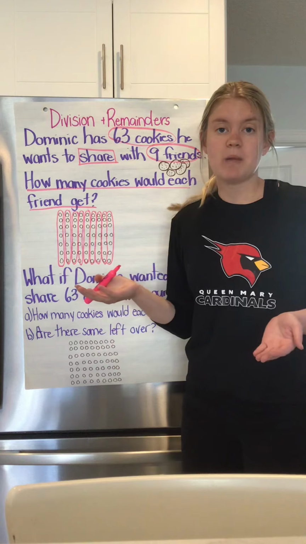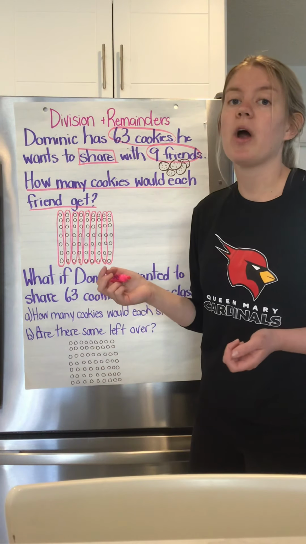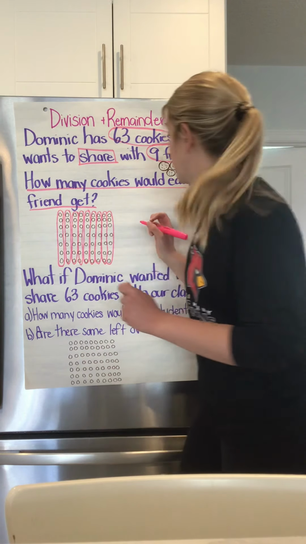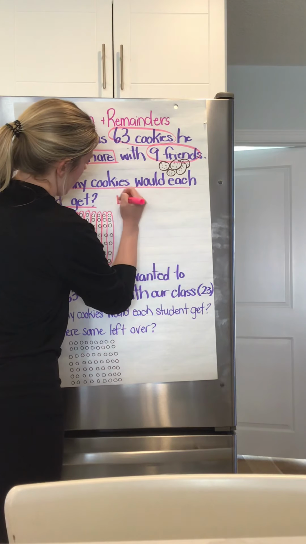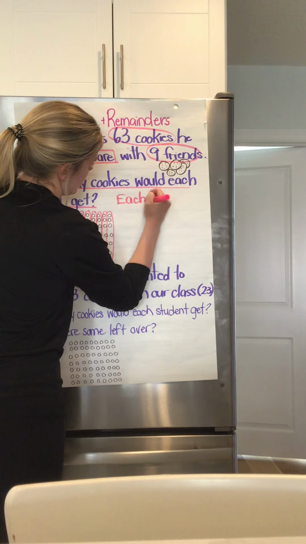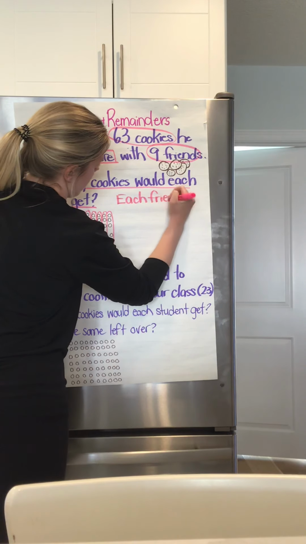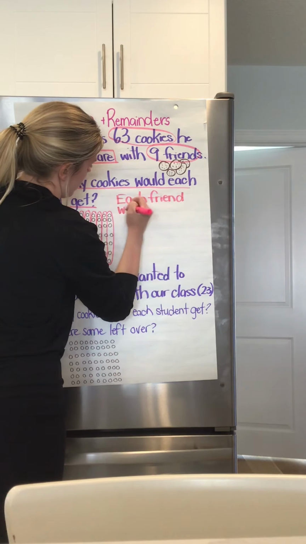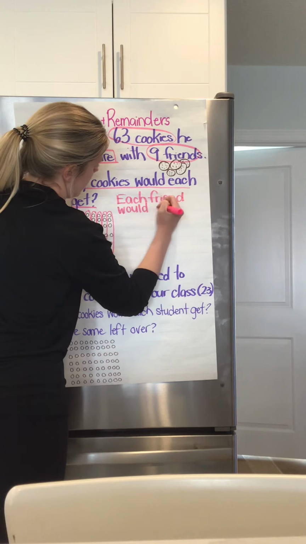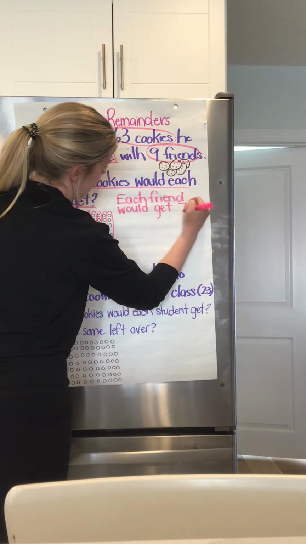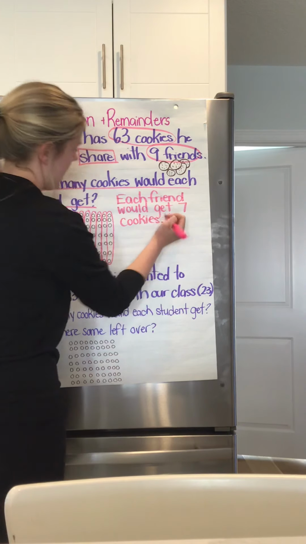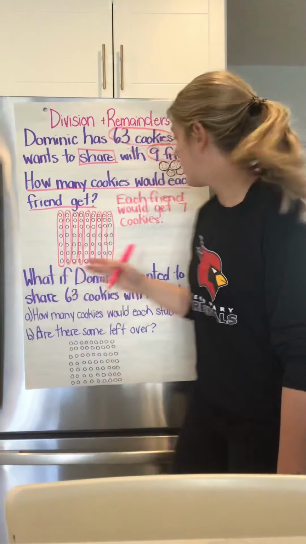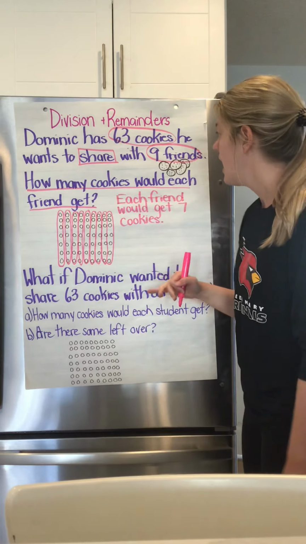So now I need to explain my answer, because that is the part of CUBES, solve and explain. So I can write down each friend would get 7 cookies. And I've shown my work here, so that is all good, and I've explained my thinking.